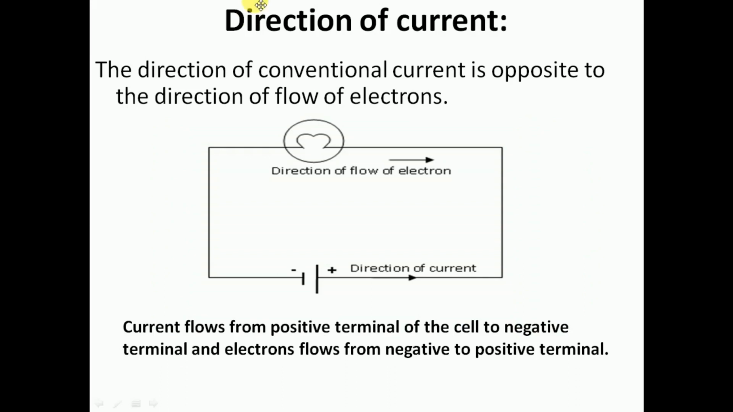So now the direction of current. By definition the current is flow of positive charge, but inside a conductor electrons are flowing, so we take the direction of current to be opposite to the direction of flow of electrons. In this picture electrons will move from negative terminal to positive terminal, but we take current to be flowing from positive to negative. So though the electrons are flowing, we take the direction to be opposite.